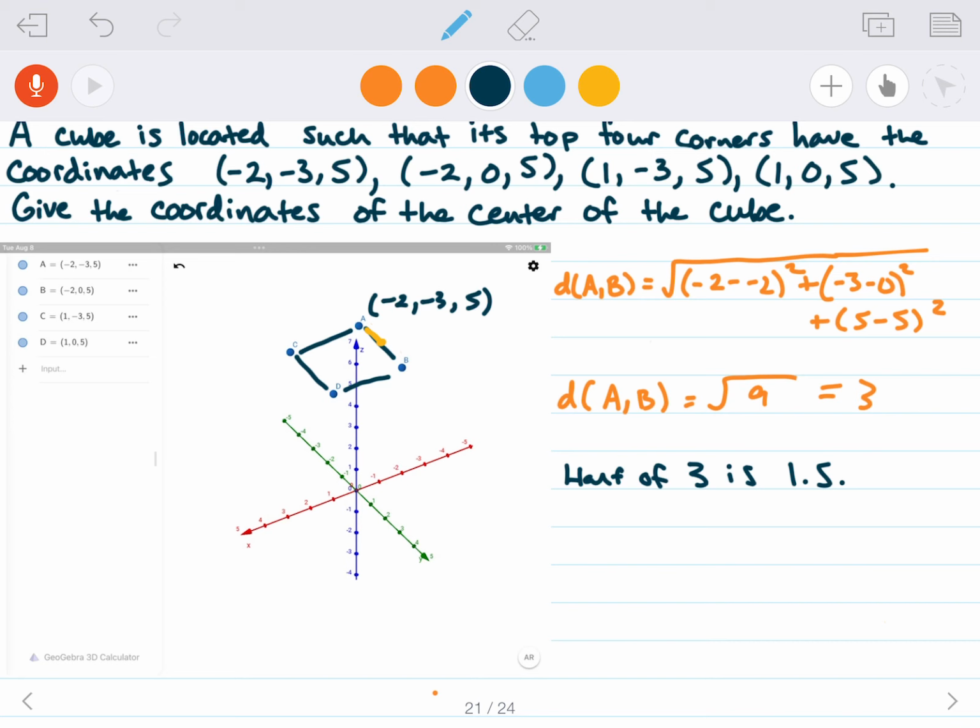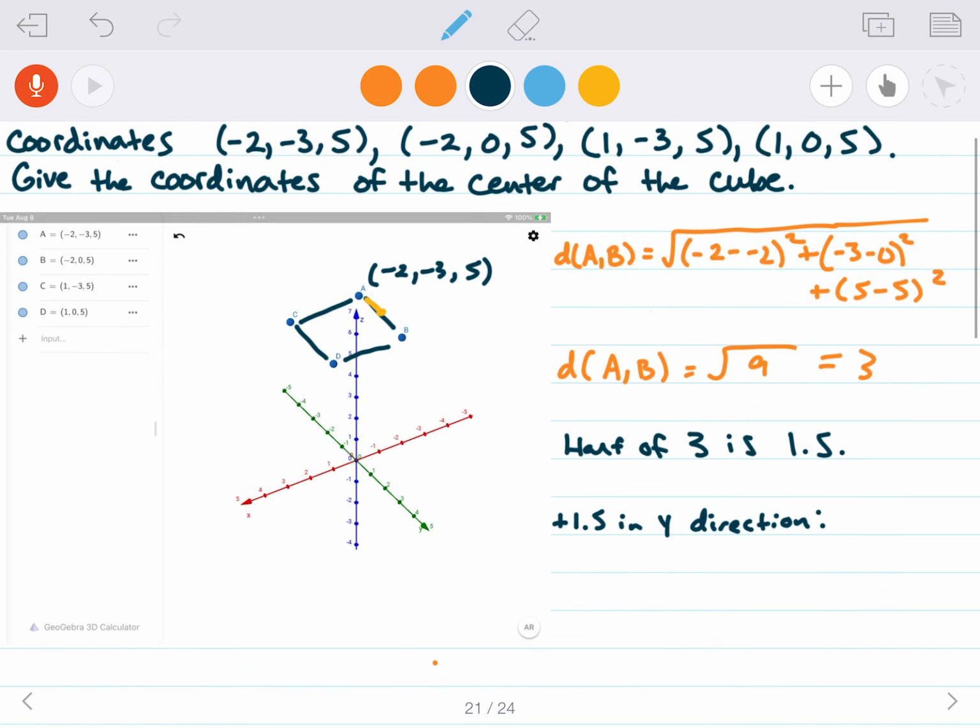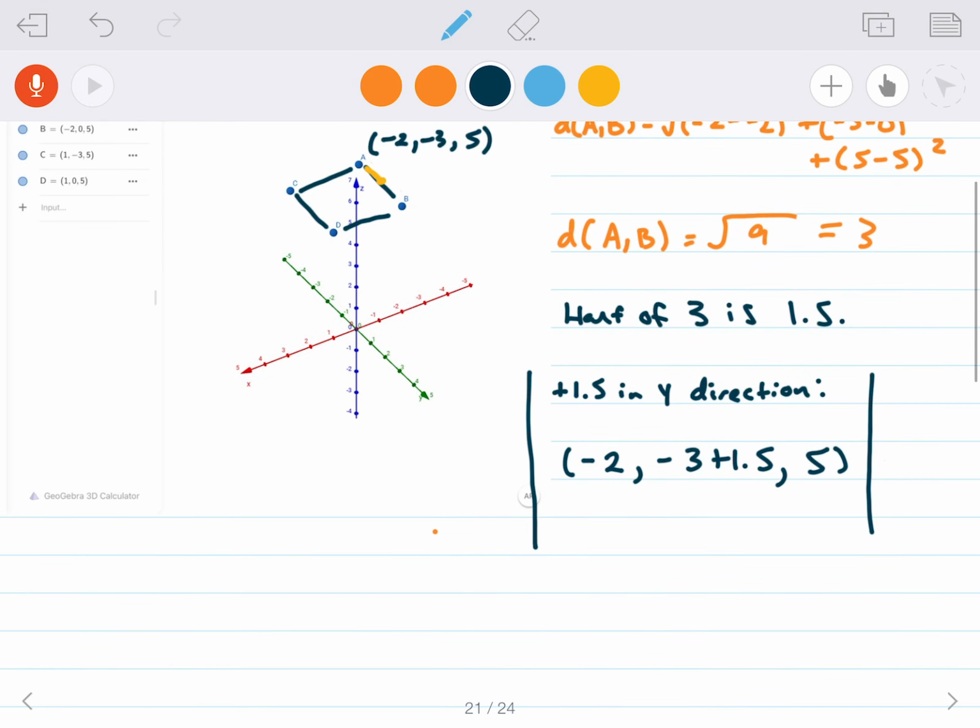And I'm going to the right. So I'm going to be adding 1.5, so plus 1.5 in y direction. I'm just going to make this like step 1. I get -2. Then I'm going to do -3 plus 1.5 for the y, and then leave everything else. And that's going to land me at -2.